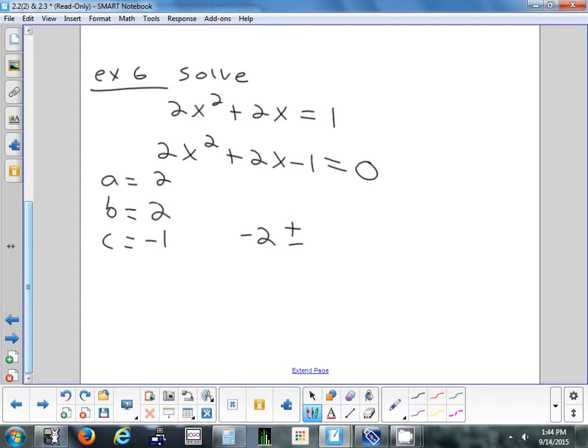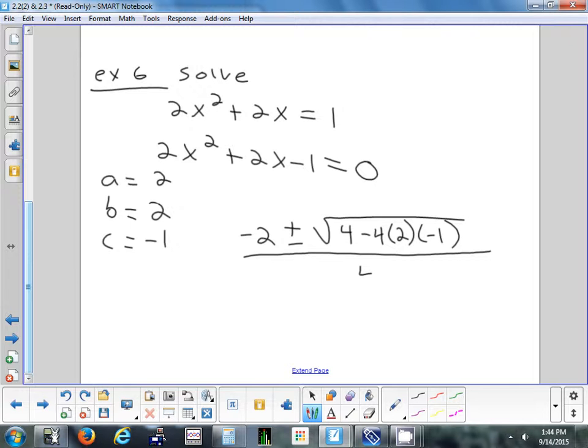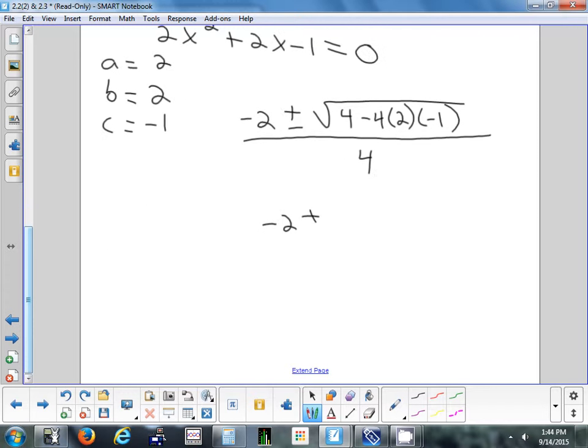So negative b, plus or minus square root of b squared minus 4ac all over 2a. Now we just have to do out the arithmetic, see what we get. Okay, we have negative 4 and negative 1. Shelby, what's going to happen with those two minuses? They're going to make it a positive. Yep, become a positive. 4 times 2 is 8, plus 4 is 12.